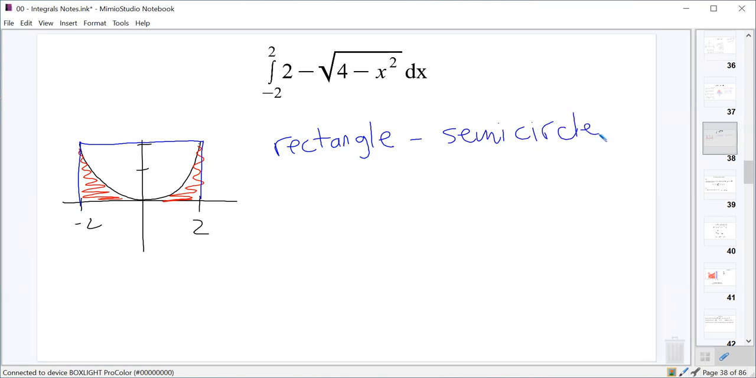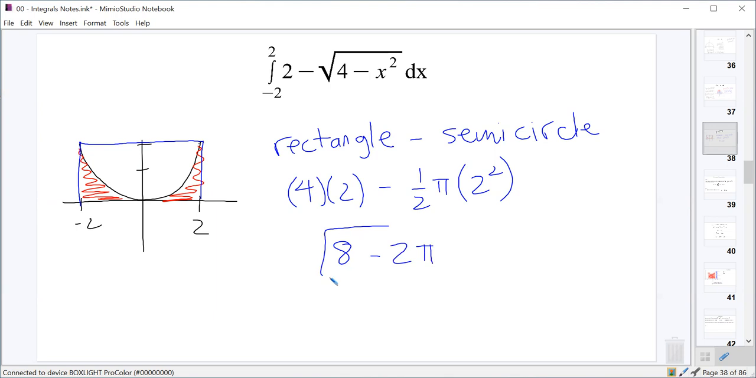So we're looking at the rectangle minus the semicircle this time. And the rectangle is, again, 4 units wide by 2 units tall. And that semicircle is, again, 1/2 of pi times its radius of 2 squared. So now we've got 8 minus, and then 2 squared is 4 divided by 2 again is 2, 8 minus 2 pi.